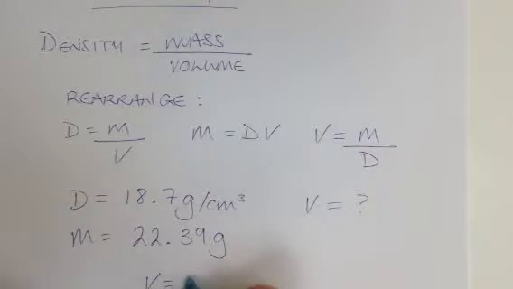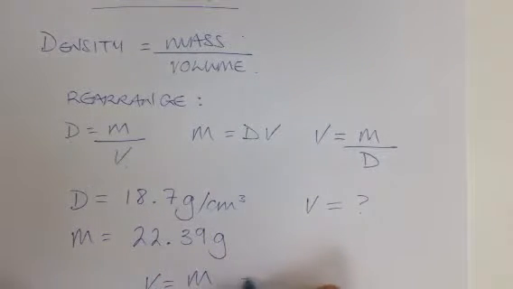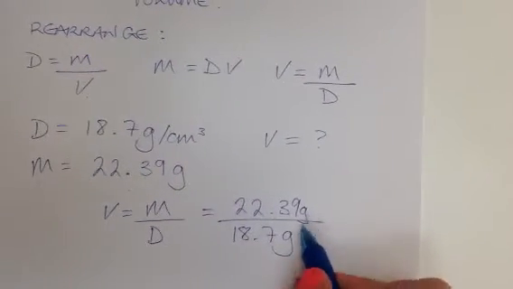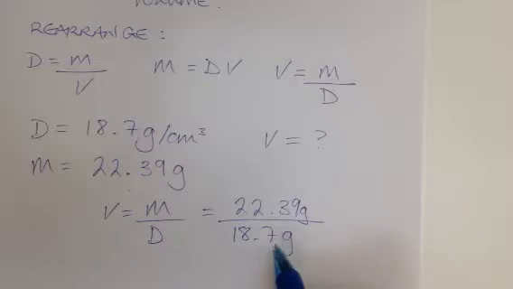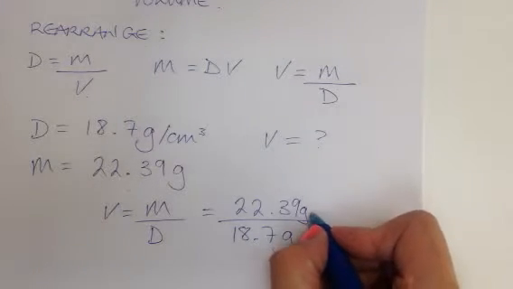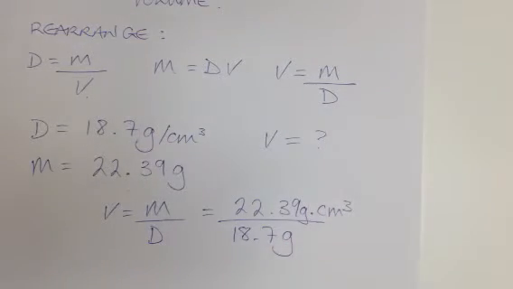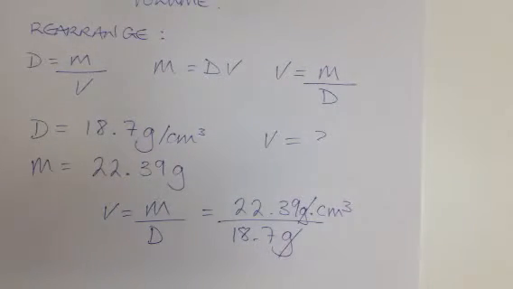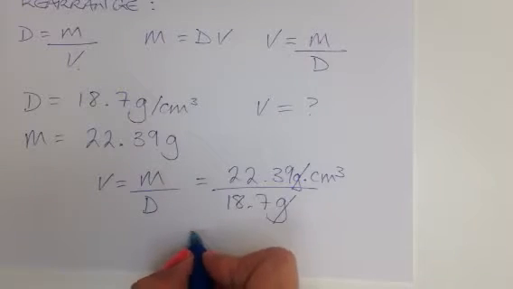So volume equals mass divided by density, which is 22.39 grams divided by 18.7 grams per centimeter cubed. Now I could write per centimeter cubed down here, but it's just as easy: if I'm dividing by something and dividing by something again, that's the same as multiplying. So the centimeters cubed can go up there. Grams cancel, and we're left with centimeters cubed, which is a volume unit, so that's appropriate.